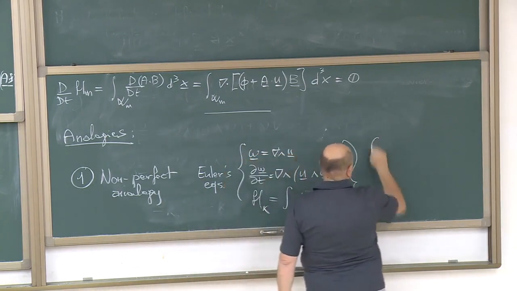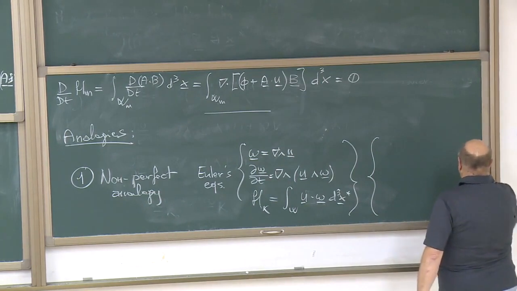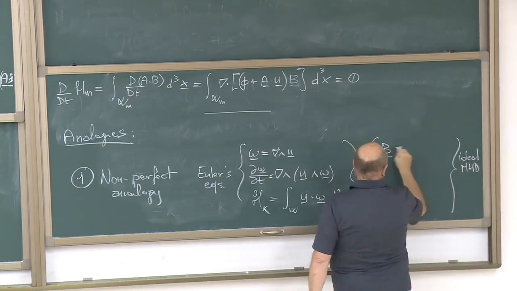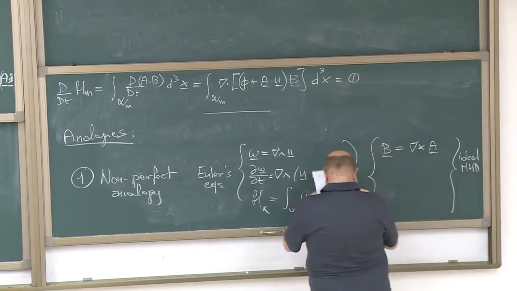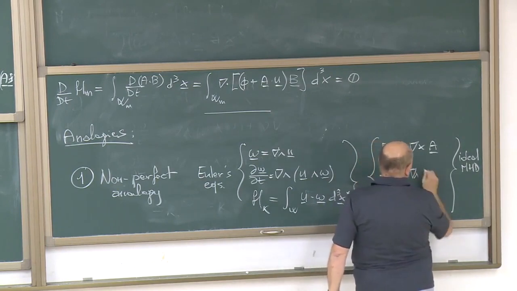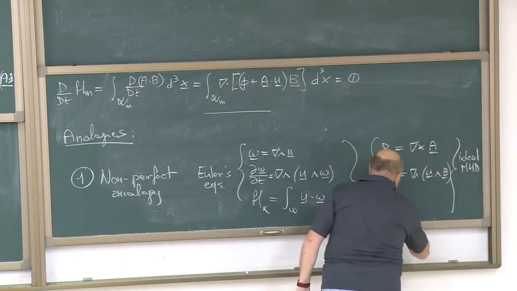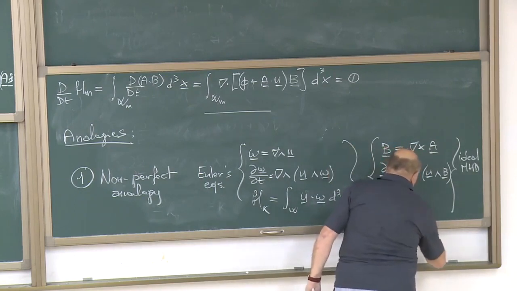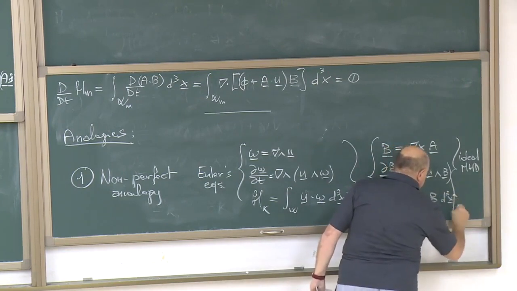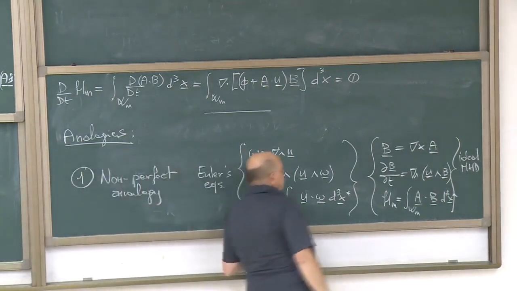And then another set of equations, and these equations are the ideal MHD equations, and these say B is given by the curl of A, and then we have Faraday's law, dB/dt equal the curl of U cross B, and finally helicity, magnetic helicity, the integral over the magnetic domain of A dot B d3x. Okay, so you see very well the analogy.